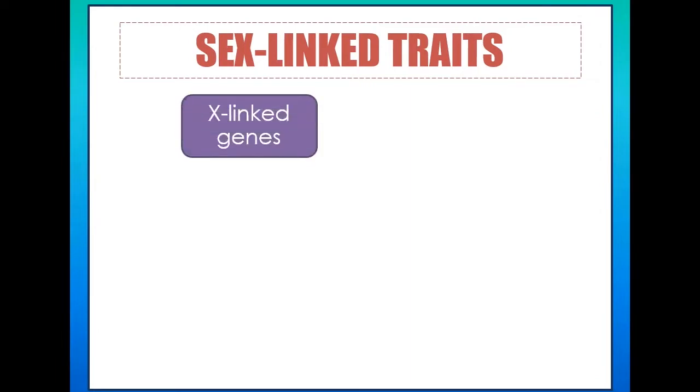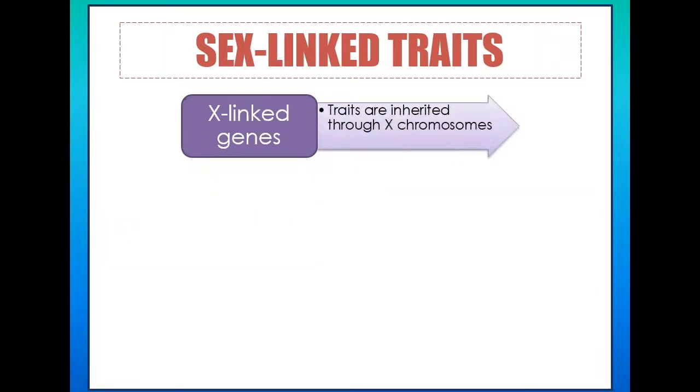Now, let's further intensify our understanding of each mode of sex inheritance, and let's begin with sex-linked traits. From what you've heard earlier, sex-linked traits are carried by either the X or the Y chromosomes. There are two subcategories for these sex-linked traits, and the first is X-linked genes. In X-linked genes, traits are inherited through X chromosomes. Therefore, genes responsible for that trait are found on the X chromosomes, making it X-linked genes.